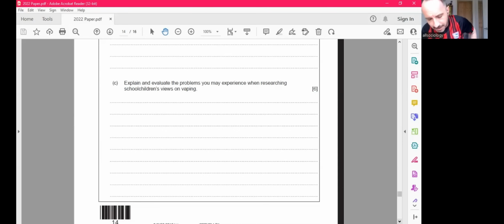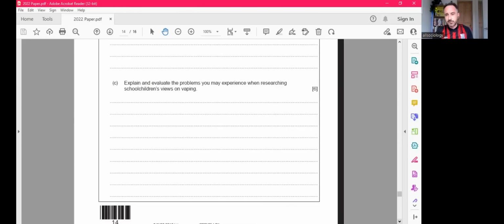Again, what you want to be thinking about here is your practical, ethical, and potentially theoretical issues that might exist with looking at school children's views on vaping. So with our practical issues, we've got things like access. How are you going to actually get to speak to these young people? Are you going to need to go through a gatekeeper? Do you need permission to speak to them? Is there going to be cost and time implications? Maybe there is, maybe there isn't.